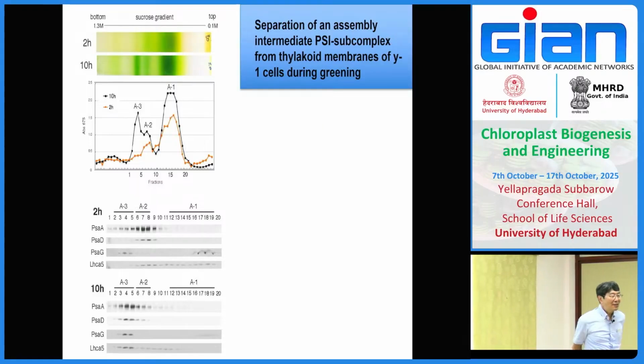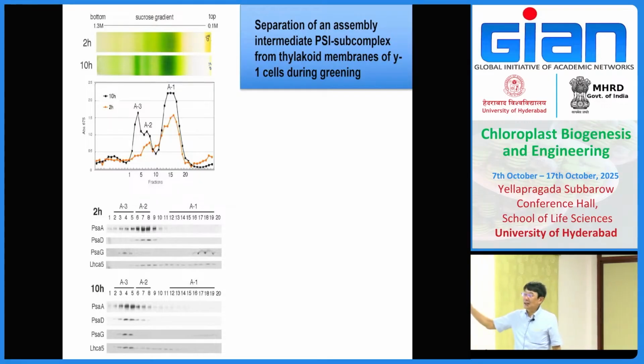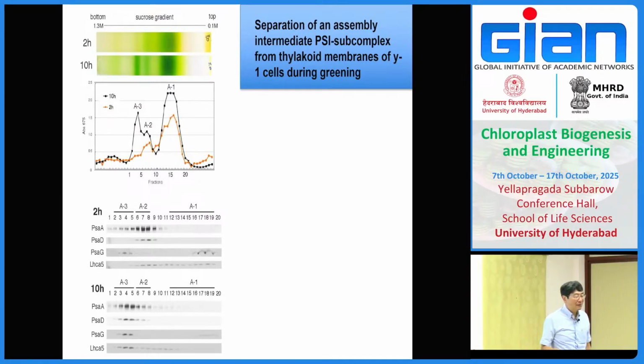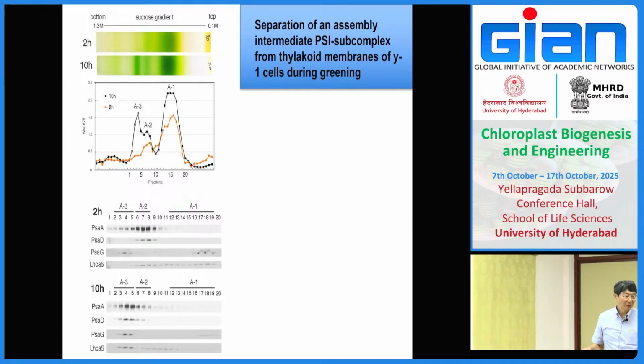Then we analyzed chlorophyll binding proteins. It's gradually accumulated, as shown in the beginning of the Western blotting. But here we show the complex accumulation, not apoprotein accumulation. We did not analyze every hour because it was so hard, so we tested 2 hours and 10 hours of illumination.